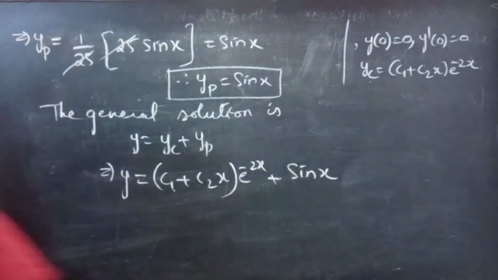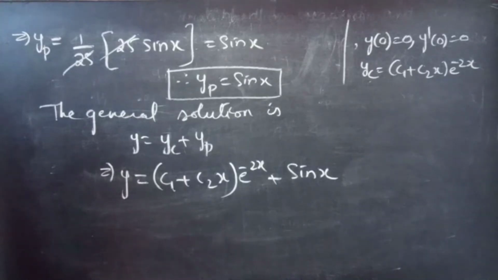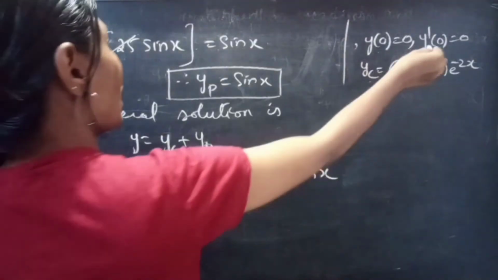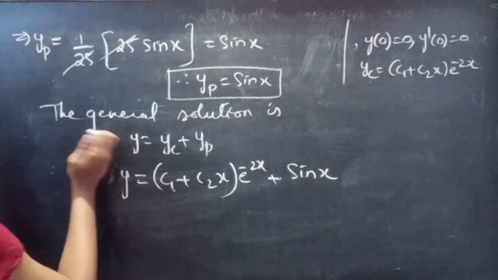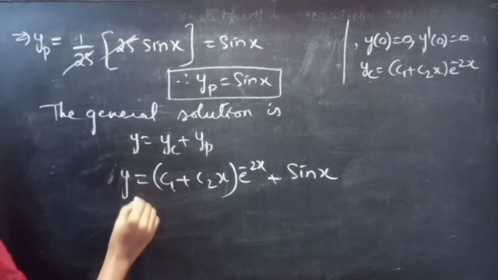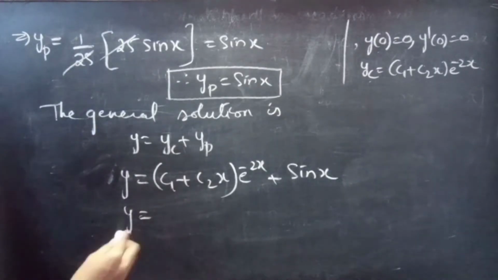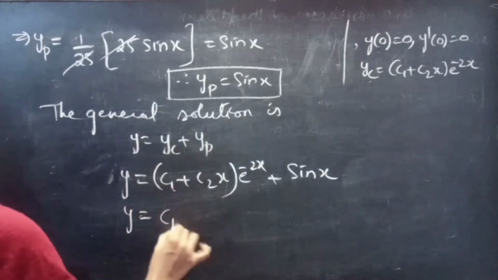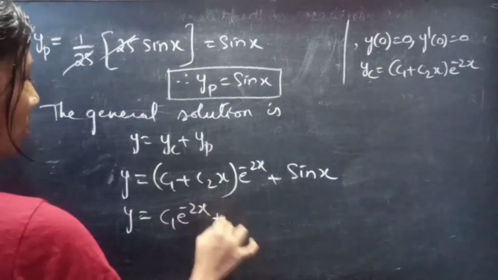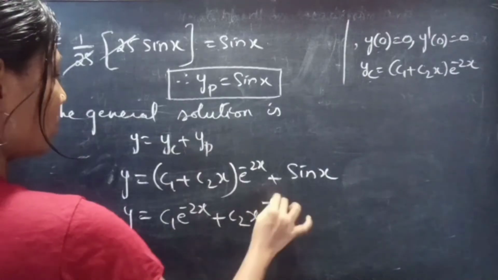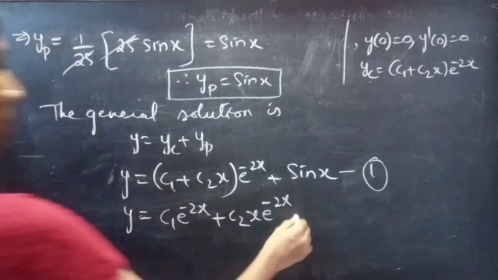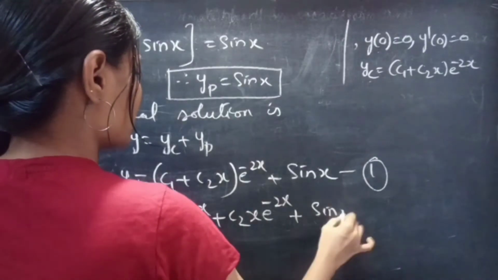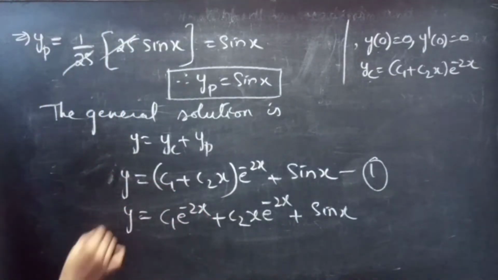I mean arbitrary constants. So we'll find the values of c1 and c2 using these initial conditions, right? So let's find y dash also. For that we can write y as c1 e power minus 2x plus c2 x into e power minus 2x. I'll consider the general solution as equation 1, plus sin x. Now let's find y dash.